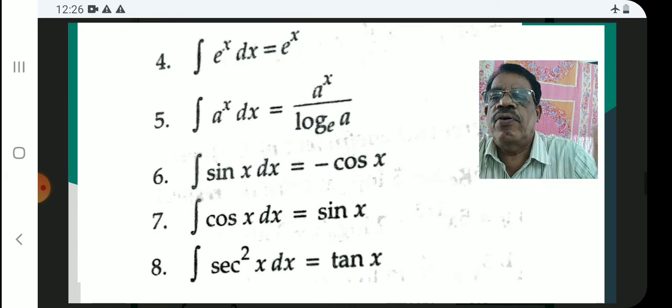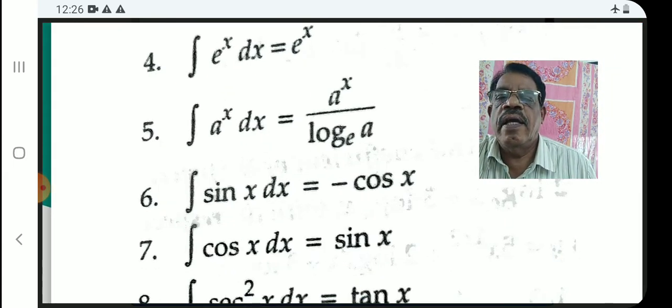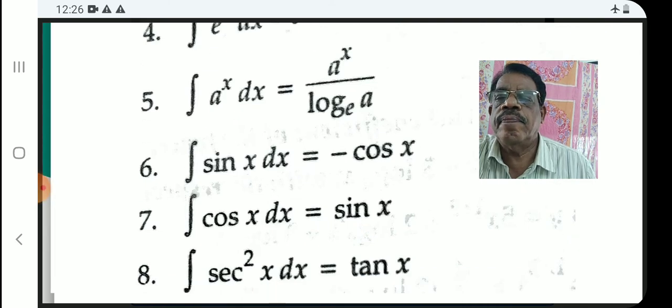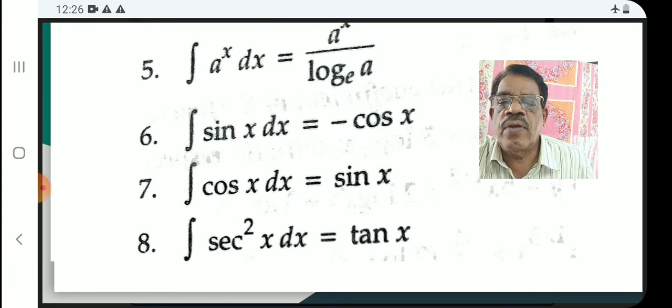Number 4, integral a raised to x dx is a raised to x by log a to the base e. Integral sin x dx is equal to minus cos x. Integral cos x dx is equal to sin x. Integral sec square x is equal to tan x.